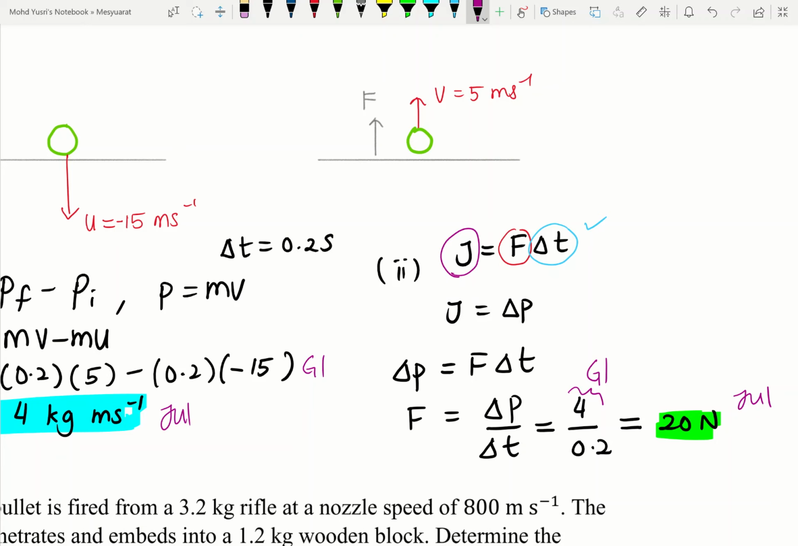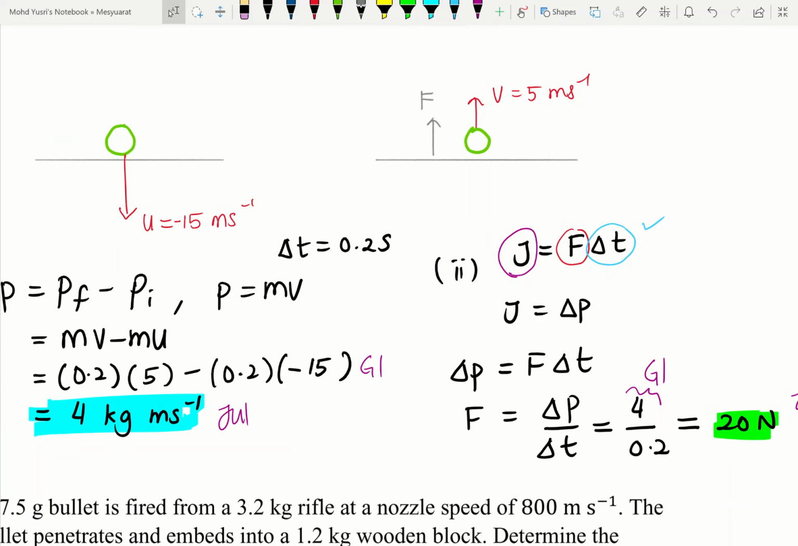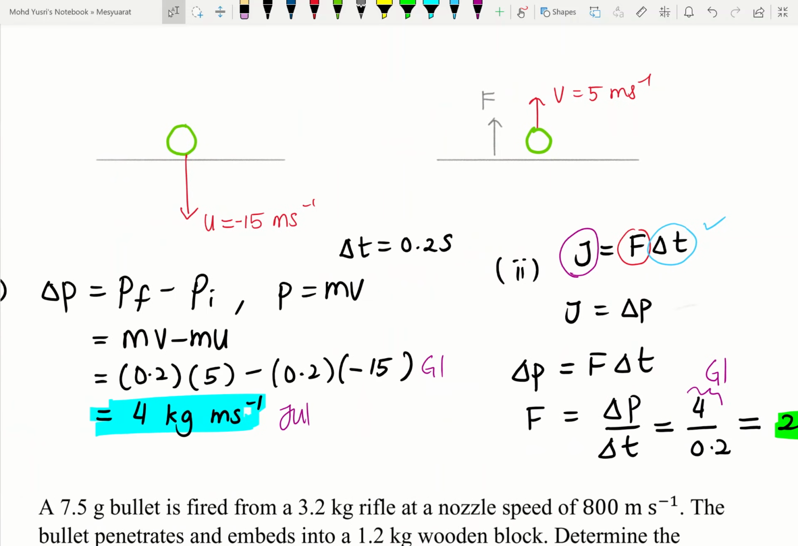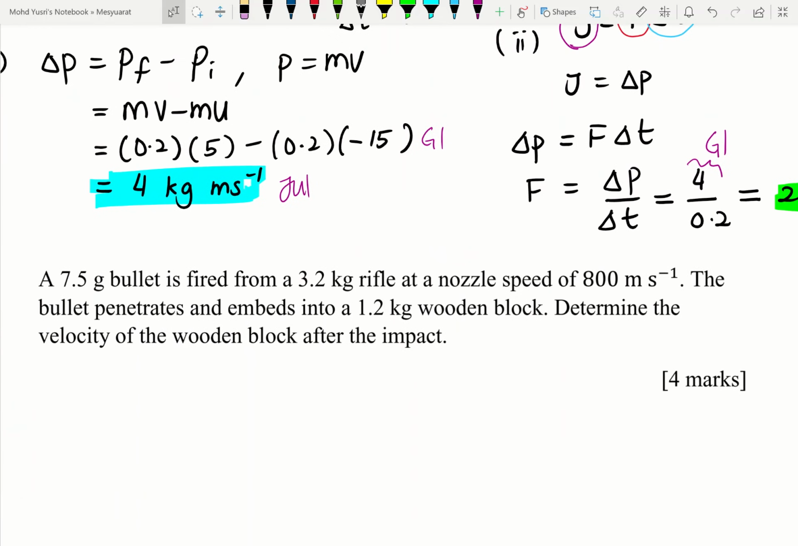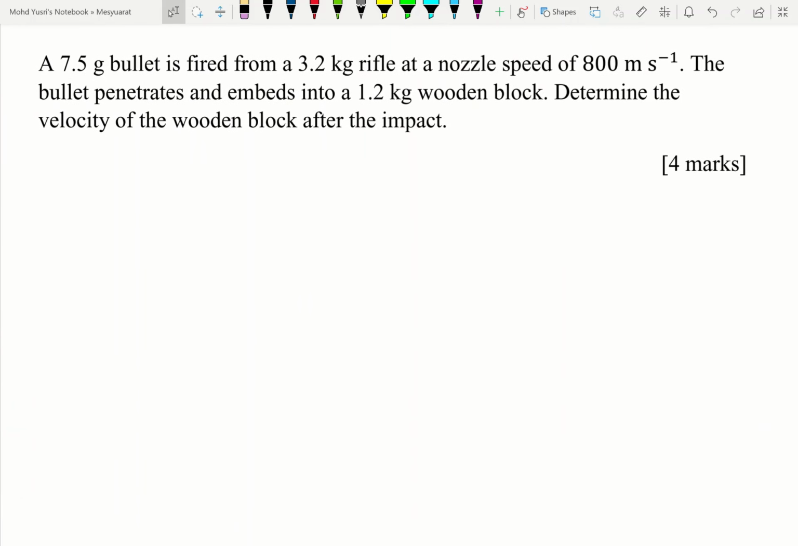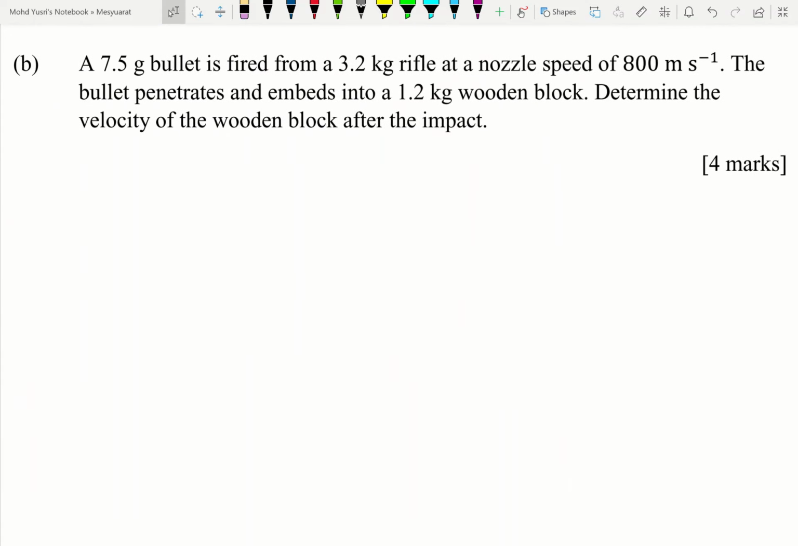Because J is equals to F delta T dan juga J is equals to delta P is already given in the question, okay, dalam list rumus. Okay, now let's look at the next question, question 3B.